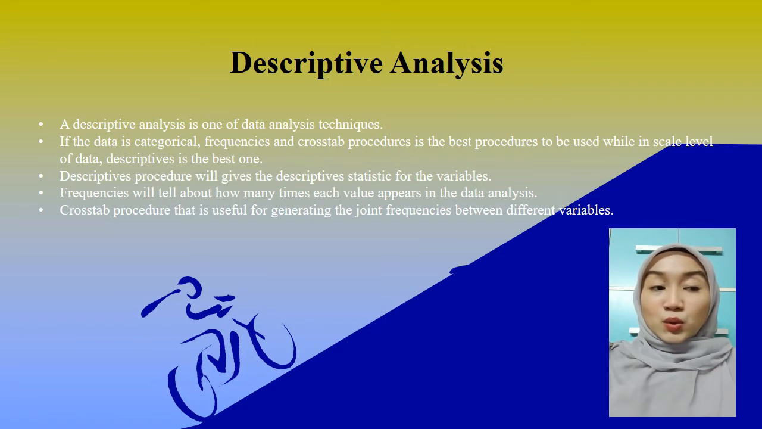Firstly, the descriptive procedure will give the descriptive statistics for the variables. Descriptive is geared more towards scale data rather than nominal and ordinal data, and descriptive statistics can also be used for the level of measurement. Besides, the frequency procedure works better with categorical data than with scale data, because frequency will tell how many times each value appears in the data. Next is crosstabs, which is useful for generating the joint frequency between different variables and suits categorical data.